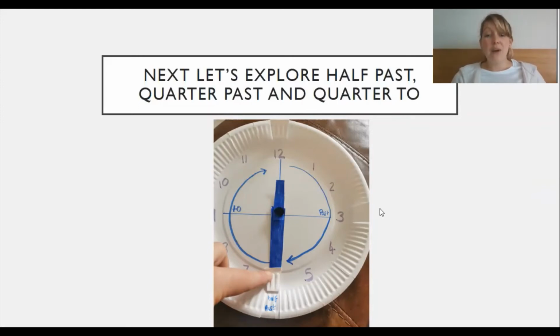Now for you, the best thing that you could do now is have a go at practicing all of the half pasts. So you could move your hour hand to point to the 1, it would be 1:30. You could point it to the 2, 2:30. Point it to the 3, 3:30. Point it to the 4, 4:30. Point it to the 5, 5:30.